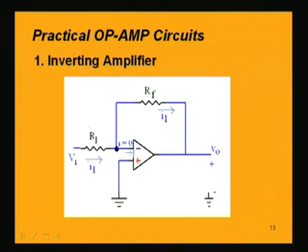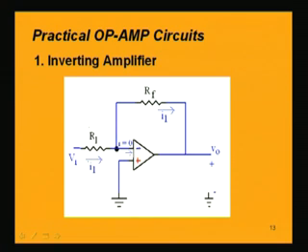So, the practical op amp circuits are those circuits which we very often use, and one very simplest application of op amp is the inverting amplifier. So, what is there in an inverting amplifier? There is an op amp and we are applying a voltage V1 at the inverting terminal. Inverting terminal is this one which is having a negative symbol.